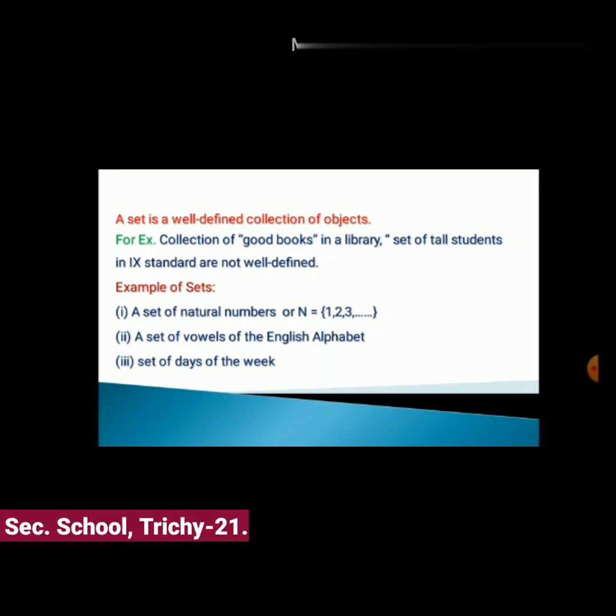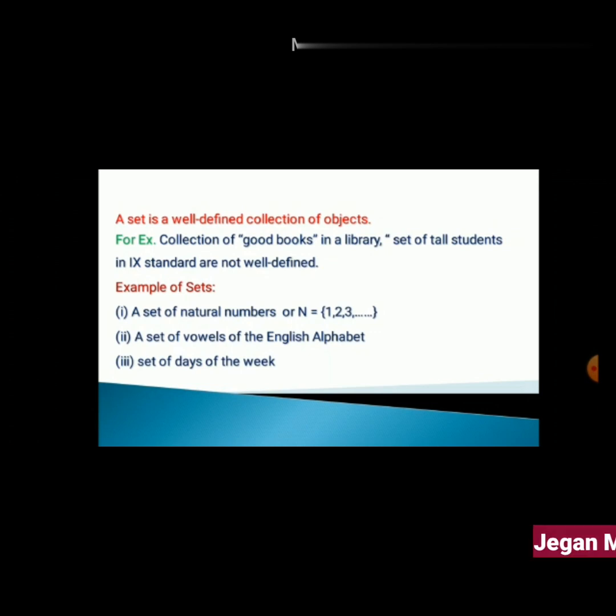Some examples of sets: a set of natural numbers, a set of vowels of the English alphabet, set of days of the week. These are well defined. So, these are some examples of sets. A set is usually denoted by capital letters of the English alphabet. Always the elements of a set are written within curly brackets.